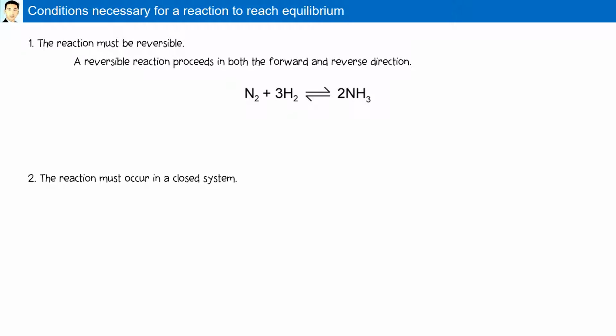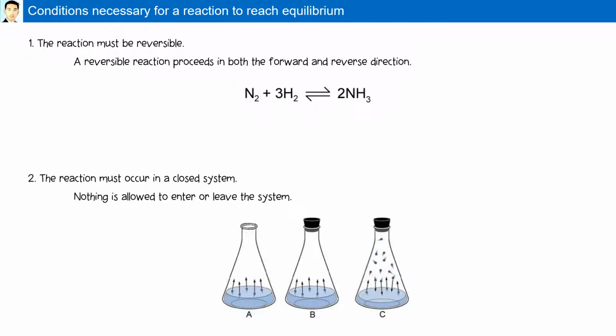In addition, the reaction must occur in a closed system. In a closed system, nothing is allowed to enter or leave the system. In this example, we have a stopper placed above an Erlenmeyer flask. As the liquid evaporates, it reaches the point of saturation. So when one evaporates, one condenses.